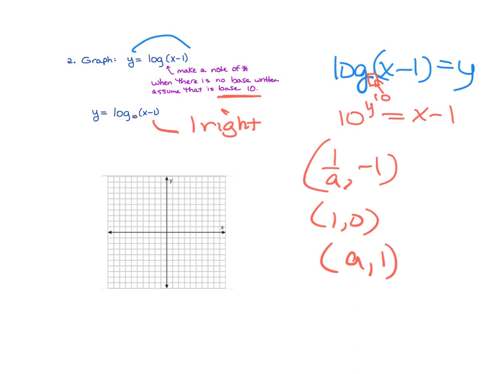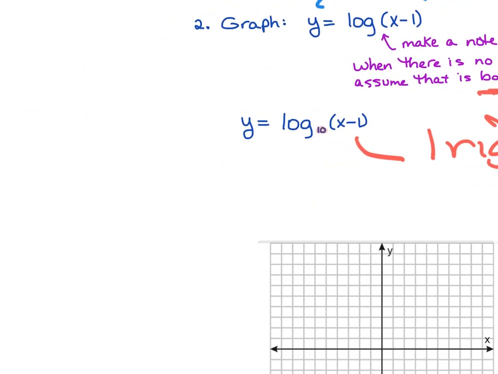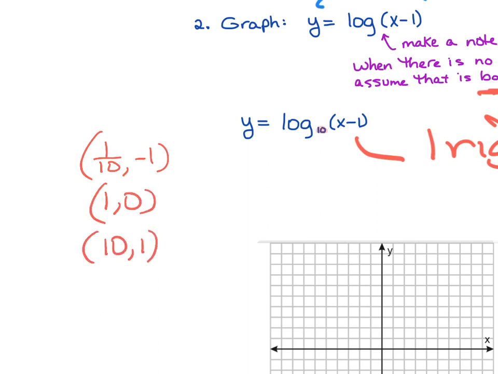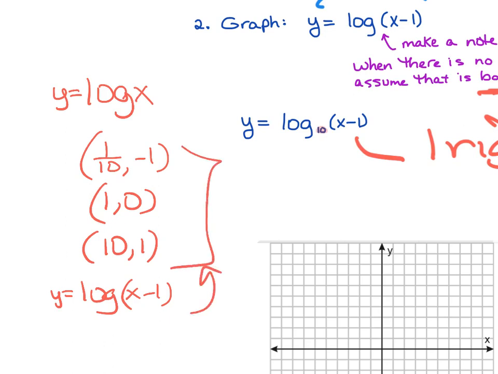So again, this doesn't have a little subscript, so I'm assuming it to be a base 10. So now let's make the ordered pairs. So my 3 ordered pairs here are going to be 1/10, comma negative 1, 1 comma 0, and then 10 comma 1. This is the graph of y equals log x. Once I get these 3 ordered pairs to graph y equals log x minus 1, I'm going to take these 3 and shift them 1 unit to the right.